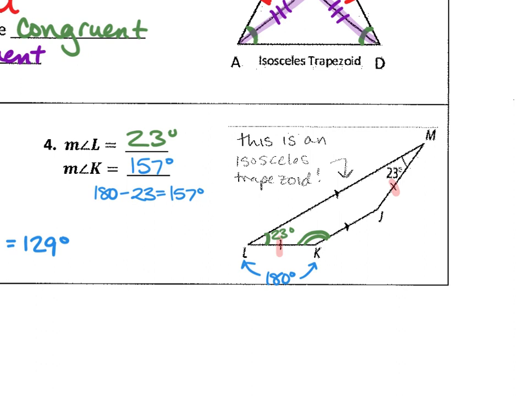Bonus question that's not written here. What is angle J? 157, because these two angles have to be the same measurement. Very good.